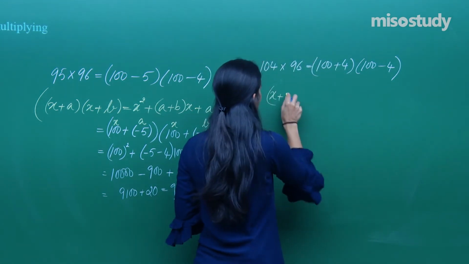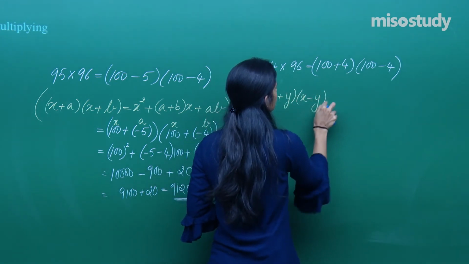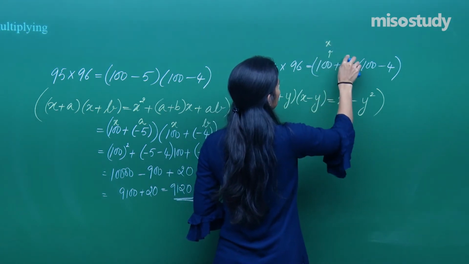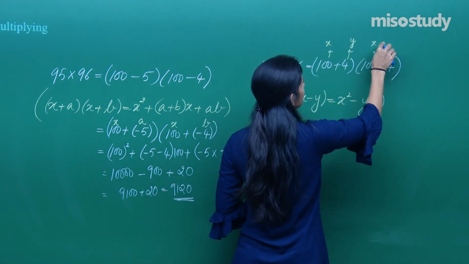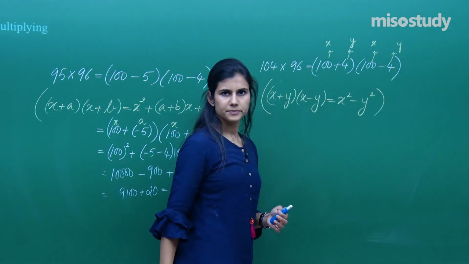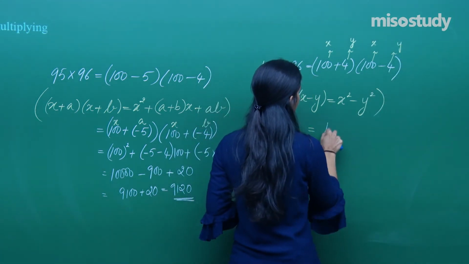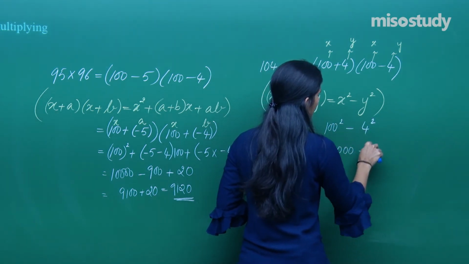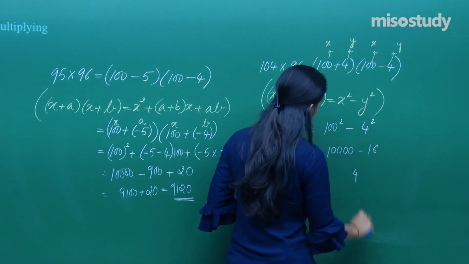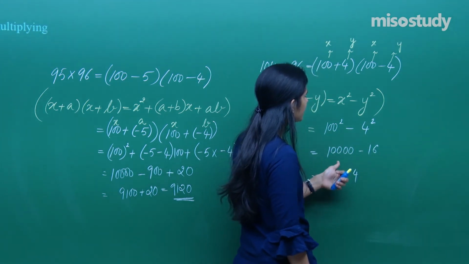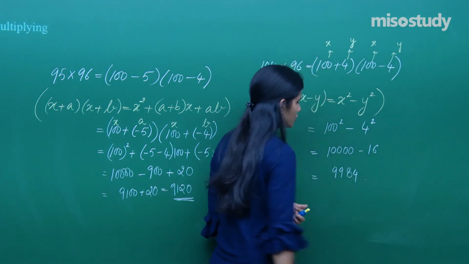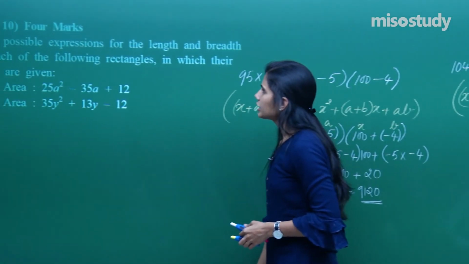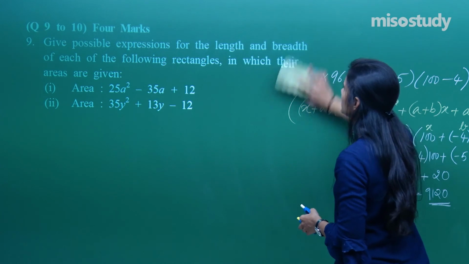So here basically what is it that you have? Let me write it in the traditional form. X plus y into x minus y is x square minus y square. So here this is x, x plus y, again x minus the same value y. It is x square, 100 square minus 4 square, which is minus 16. This is 4, and you have 9999 minus 1, which is 9984. So 9984. Cool?